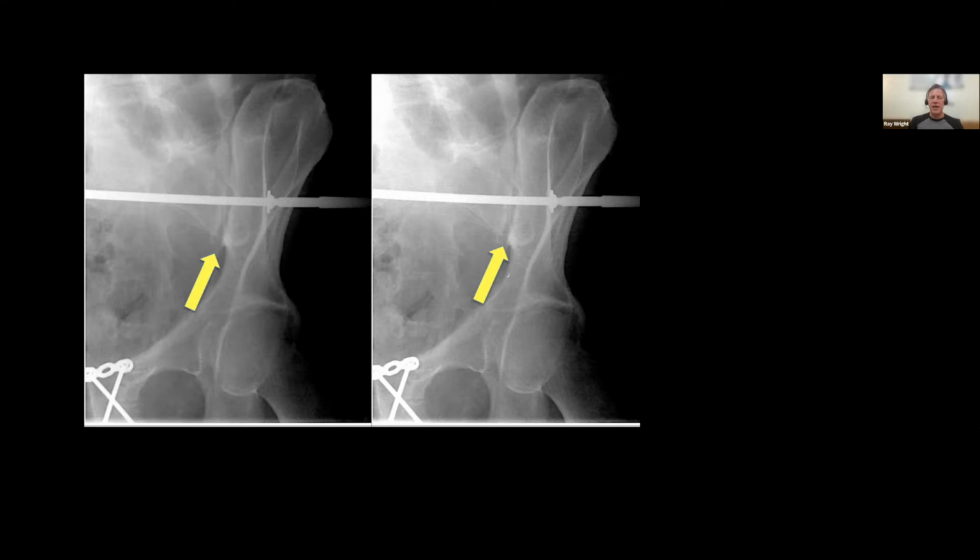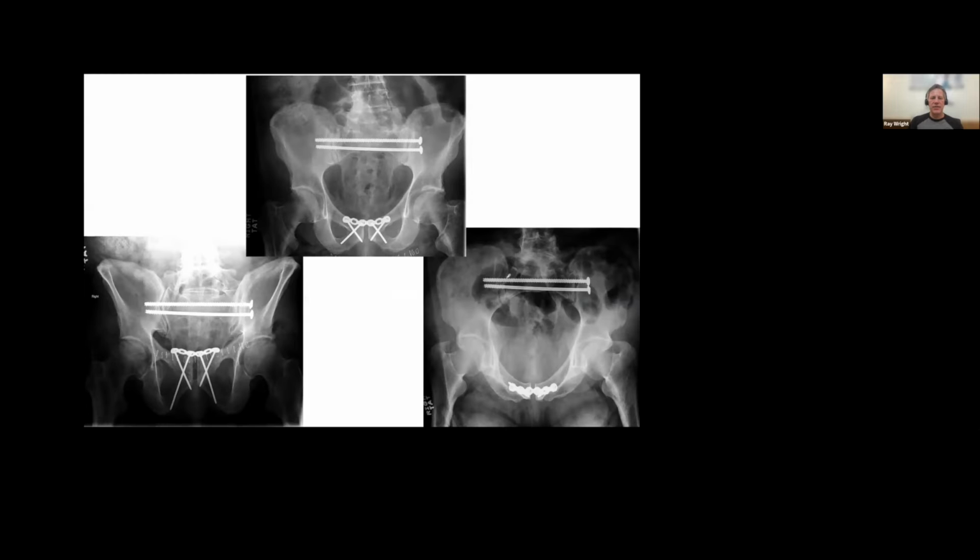We placed first a partially threaded sacral or iliosacral screw in transiliac transsacral fashion to achieve compression through the sacroiliac joint, and then backed it up with a fully threaded screw because his second sacral segment nerve root tunnel was so large. Post-operative exam, I think, demonstrates some pretty reasonable alignment.